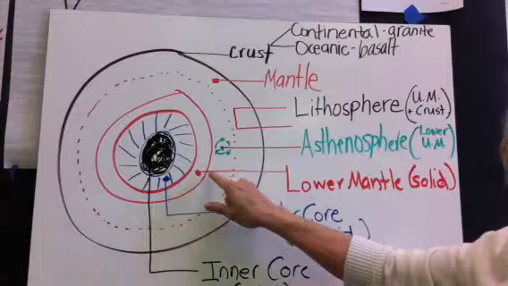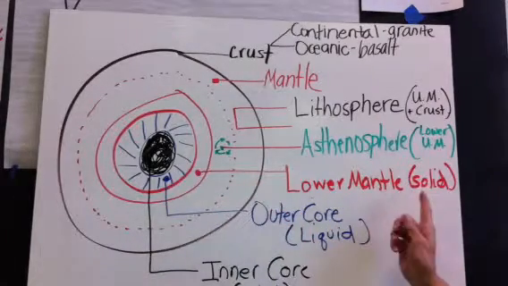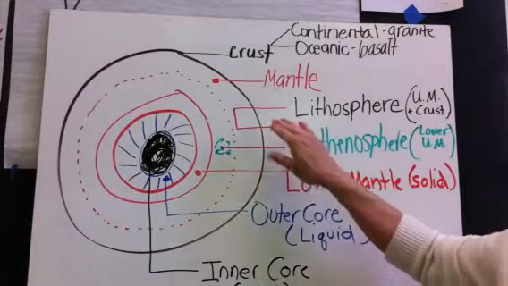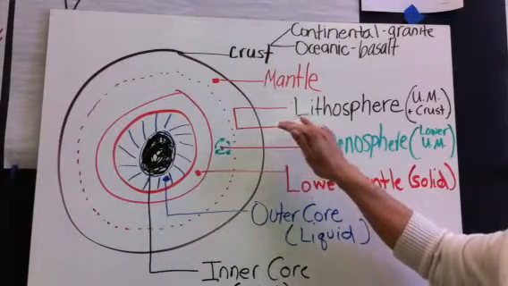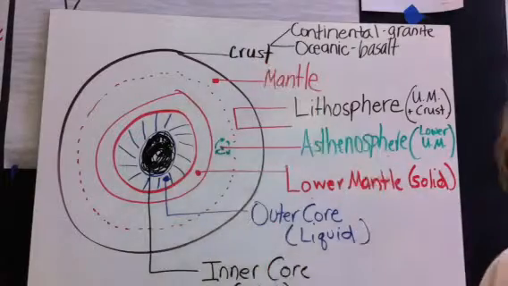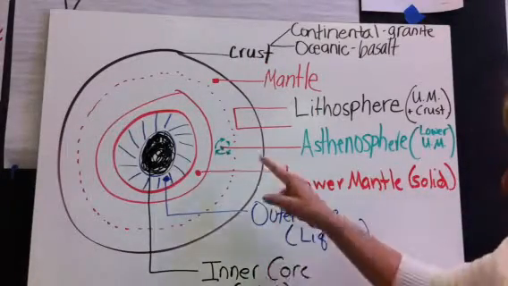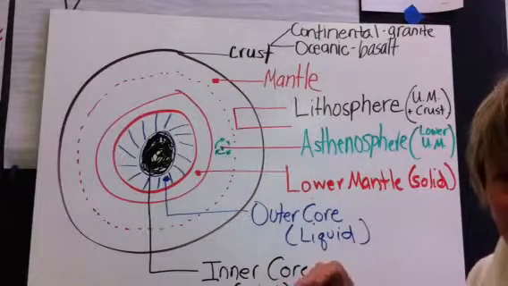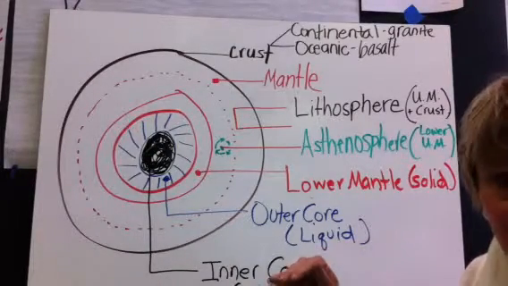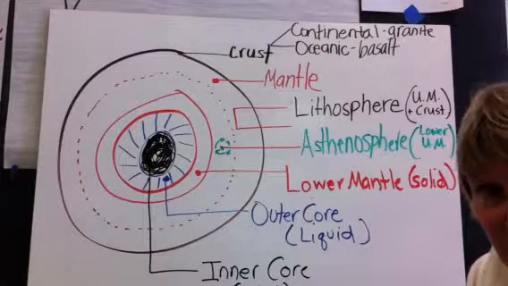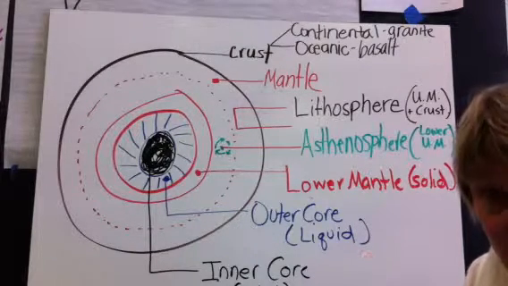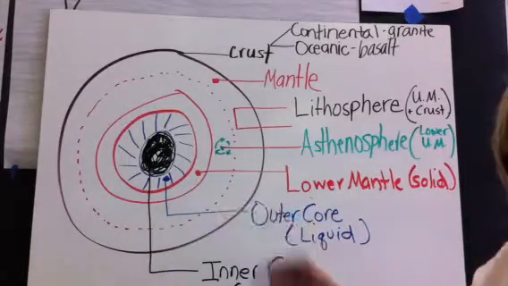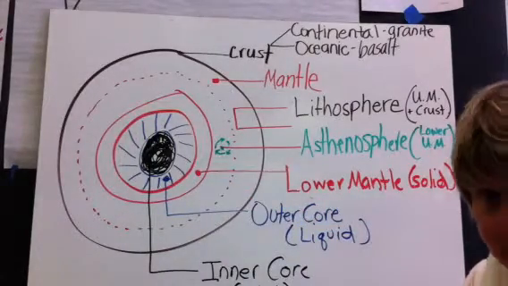Then we have the lower mantle. The lower mantle is solid. So we break the mantle into three pieces. We've got the lithosphere, which is the upper mantle and the crust, and it's solid and rigid. We have the asthenosphere, which is the lower upper mantle, and it's like that soft butter on the counter, and that's where the convection currents are. And then we have the lower mantle, which is totally solid.